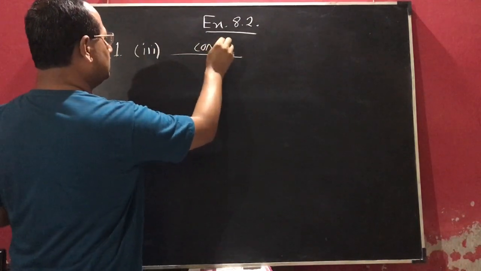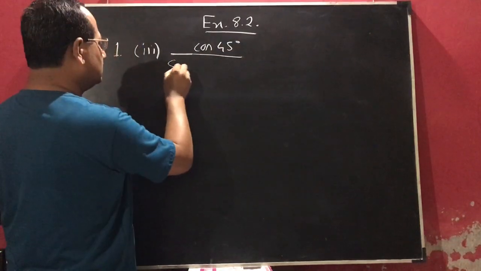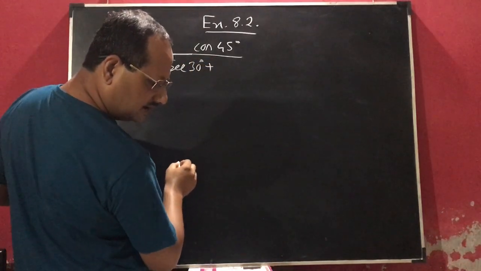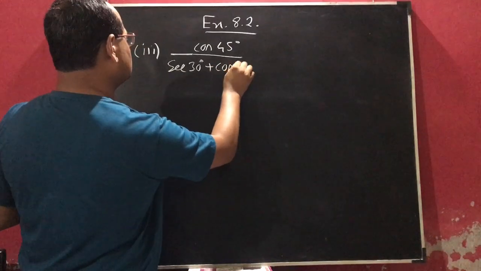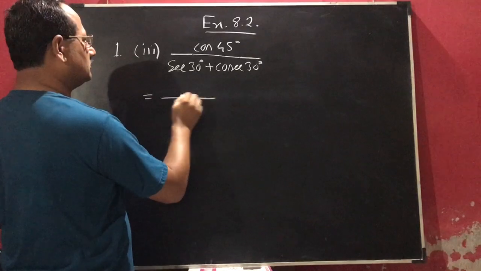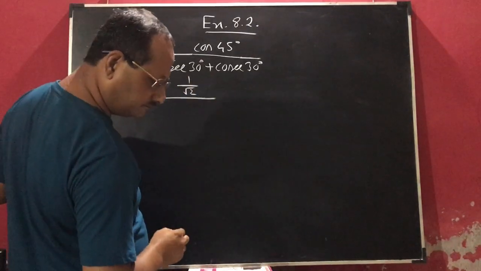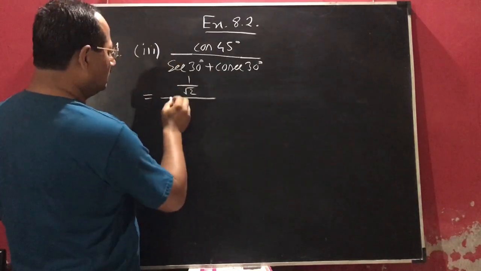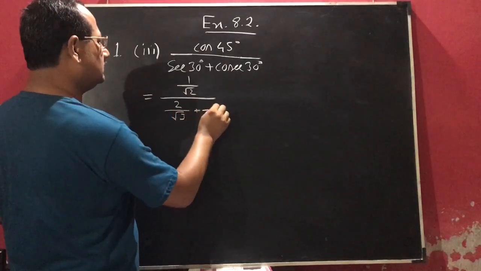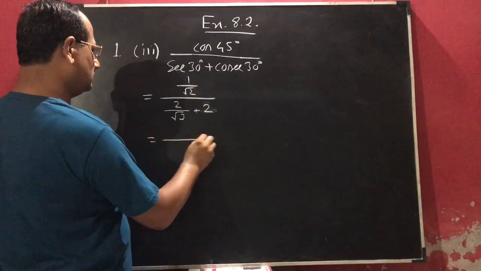Cos 45 degree divided by sec 30 degree plus cosec 30 degree. And what is cos 45 degree? That is equal to 1 by root 2. And sec 30 degree is 2 by root 3. Cosec 30 degree is 2.